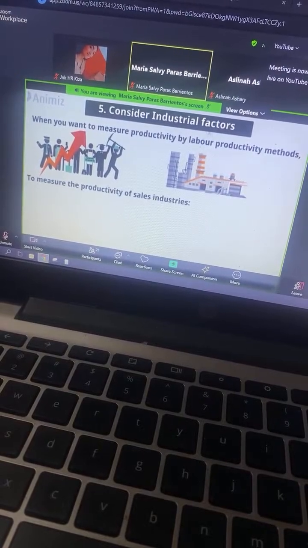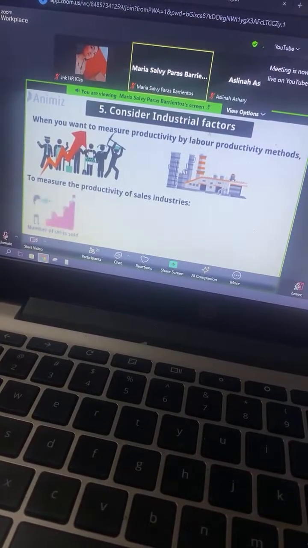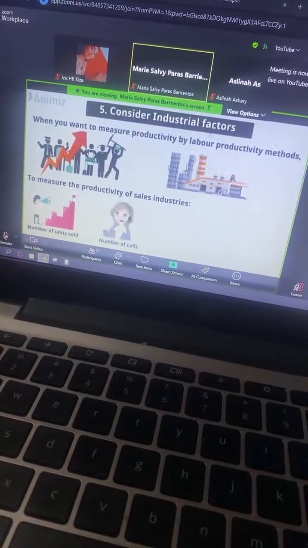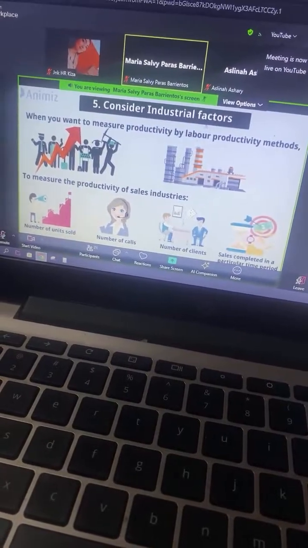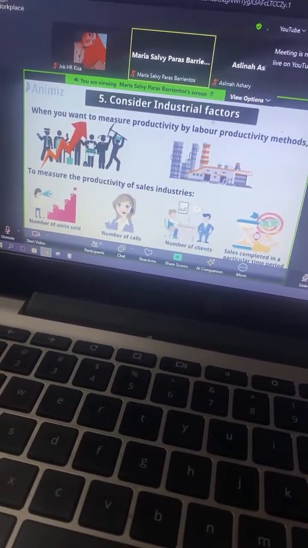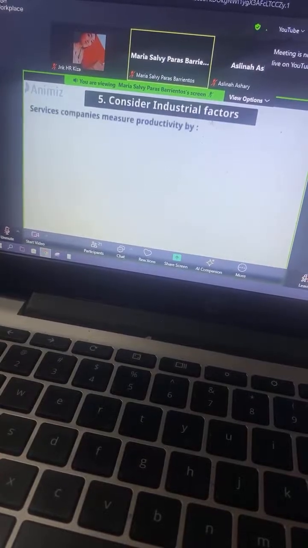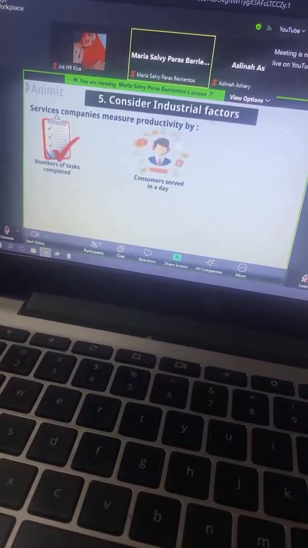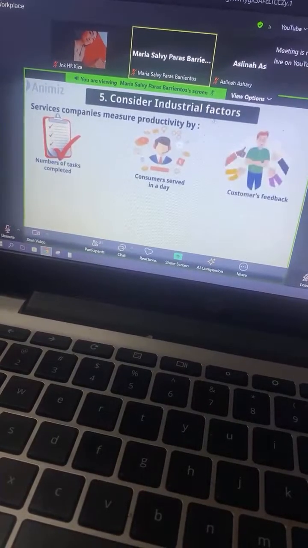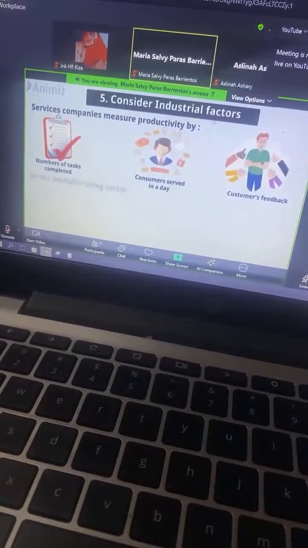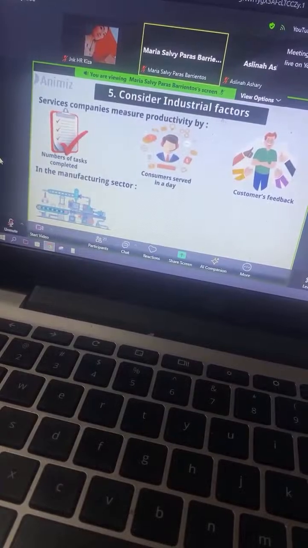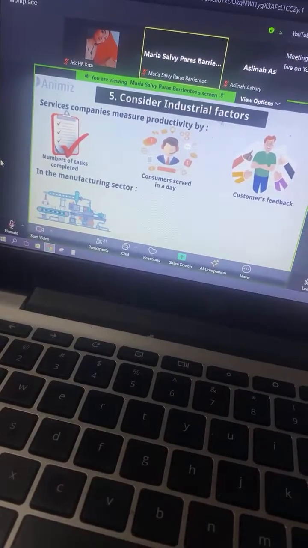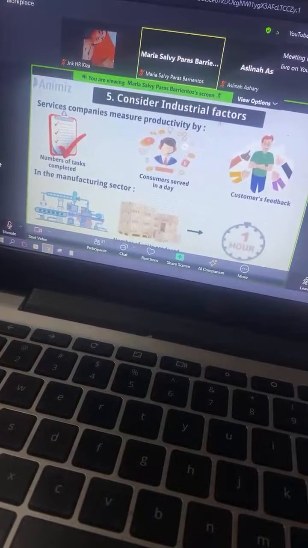To measure the productivity of sales industries, you measure the number of units sold, the number of calls made, the number of clients met, the total number of sales completed in a particular time period, etc. Service companies measure productivity by numbers of tasks completed, numbers of consumers served in a day, customer feedback, etc. In the manufacturing sector, you are manufacturing goods. Here, you want to measure productivity in terms of the number of units produced per working hour.